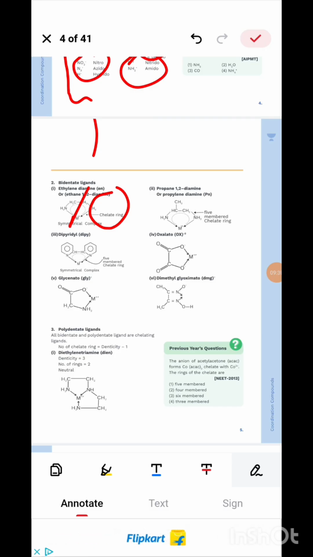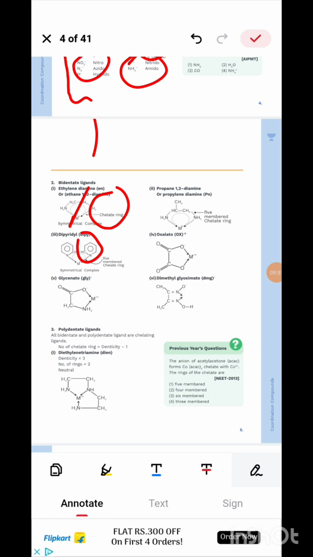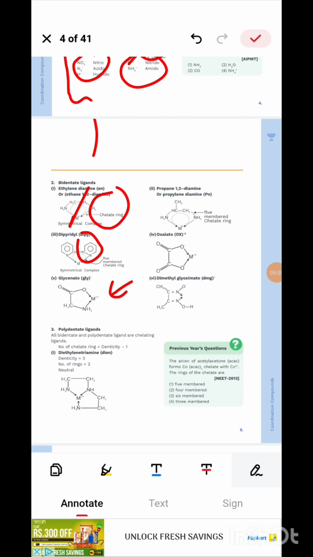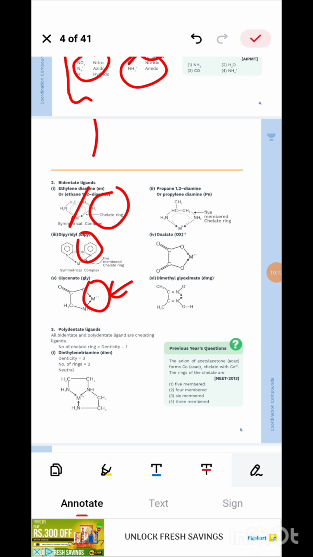Dipyridyl: dipyridyl means there are two pyridine rings, with each pyridine attached through its nitrogen to the metal. Glycine is also a bidentate ligand. The oxygen site can donate a charge, and NH2 also donates its lone pair of electrons to the central metal. That is why the central metal is called a Lewis acid, while the ligand is known as a Lewis base.